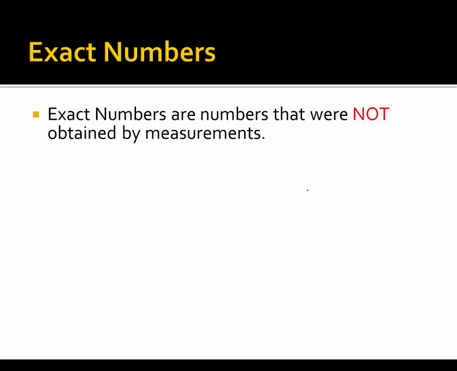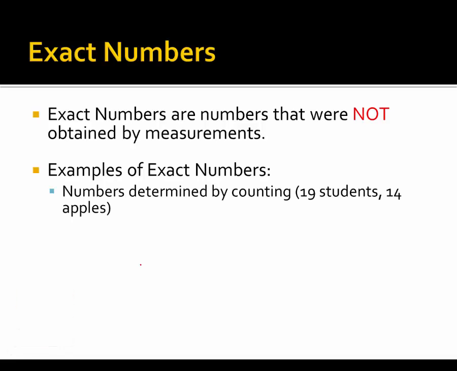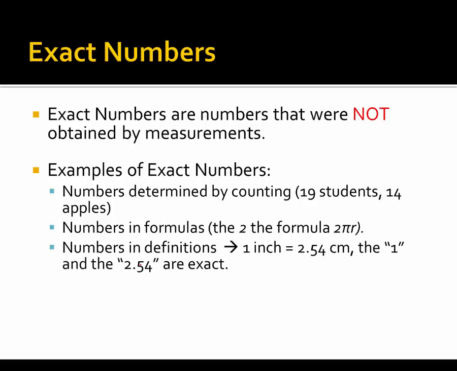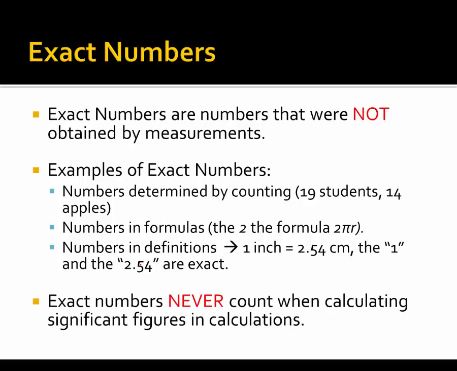So, exact numbers are numbers that were not obtained through measurements, right? So what does that mean? Exact numbers, so counting numbers. There's an exact number of students in the class. The numbers that belong to formulas, like 2 pi r. An inch equals 2.54 centimeters. 2.54 is an exact definition for an inch. So those are not counted as significant figures. So anytime you do a conversion, your conversion factors don't count as significant figures, only the given number. All right, so there it is.